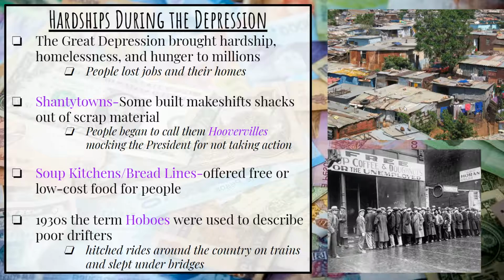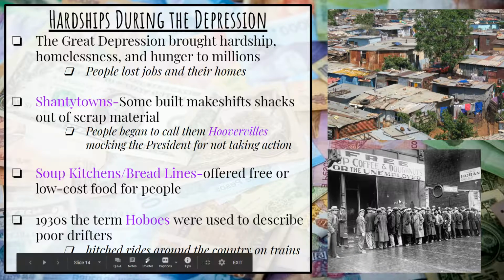But slowly over time, out of the goodness of people's hearts and even the government, we want to help these people by feeding these people. So we start creating soup kitchens and bread lines. You can see this in the bottom image over here, people standing in line for free coffee and donuts for anyone who is unemployed.